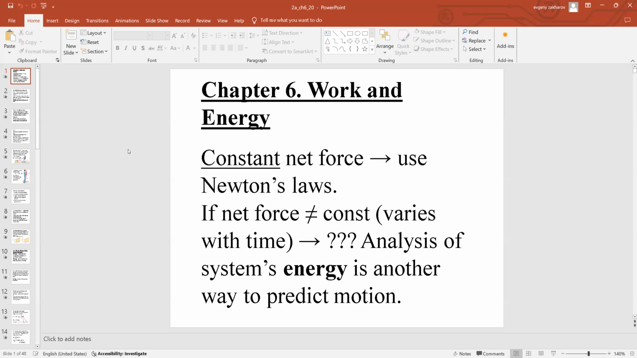Once you understand how to calculate work done by different forces and how to apply the conservation of energy principle, you can solve problems without any second Newton's law equations or kinematics equations. You'll be just calculating work and energy, and that is enough to solve for many different things right away.